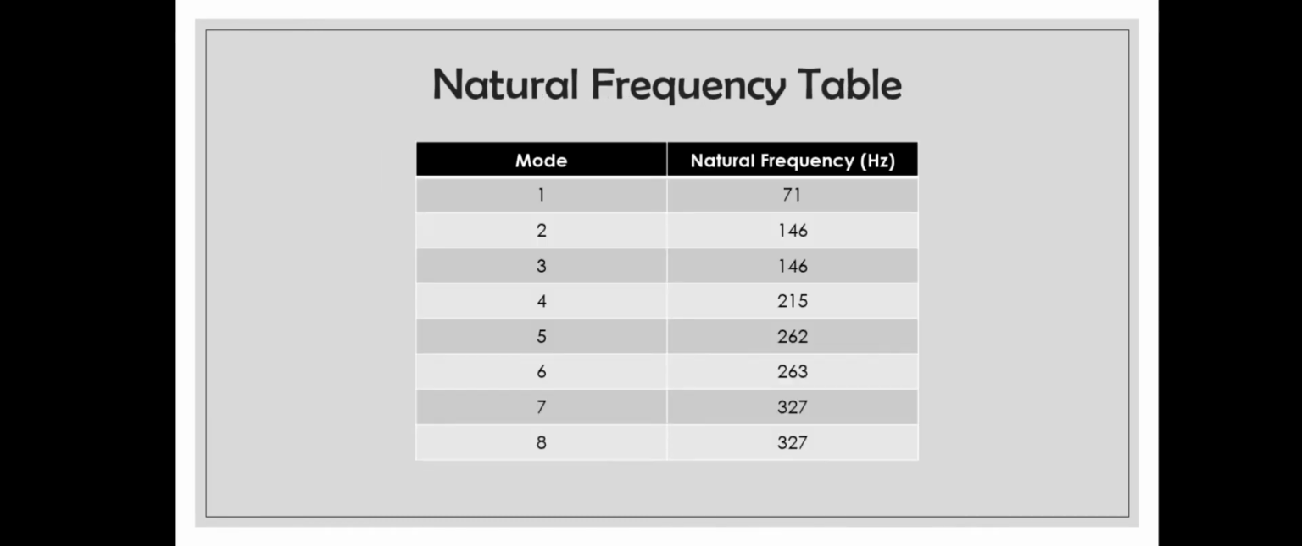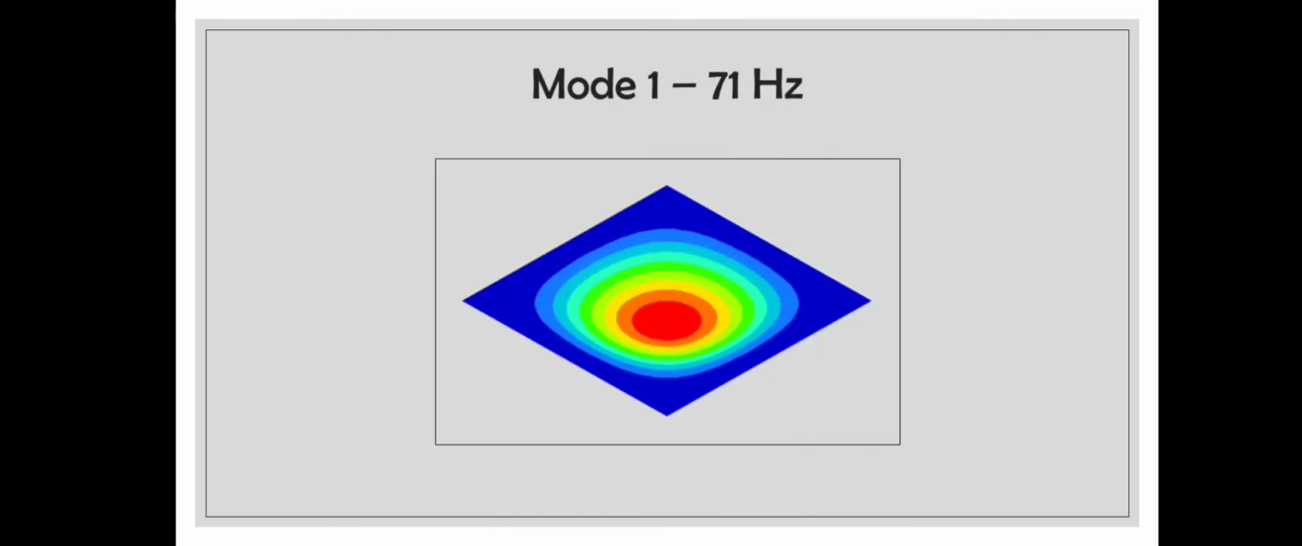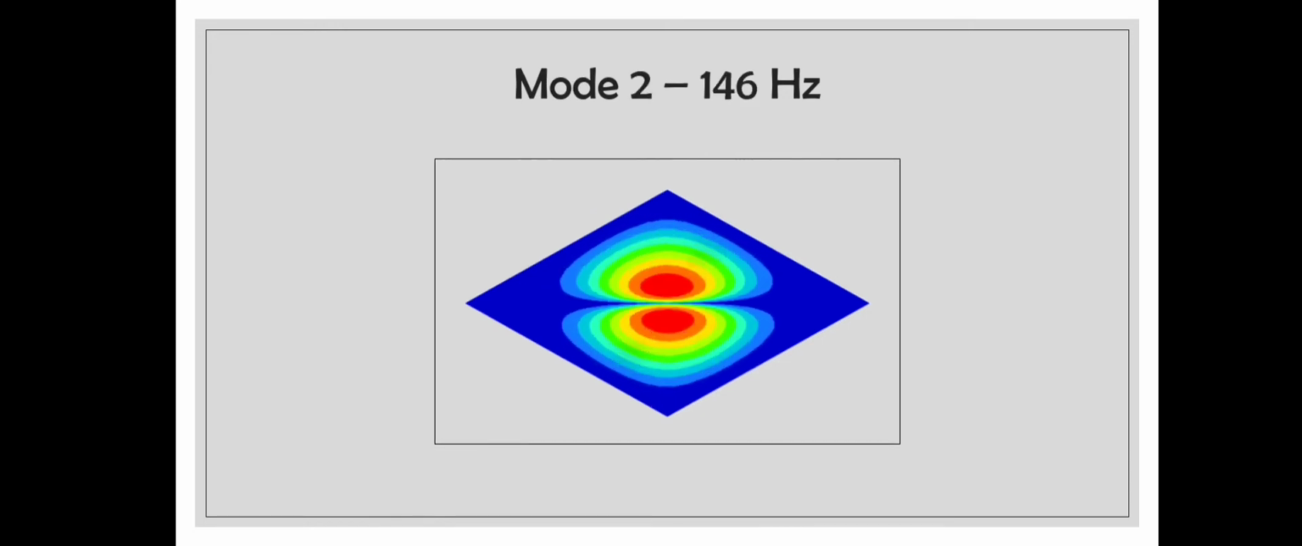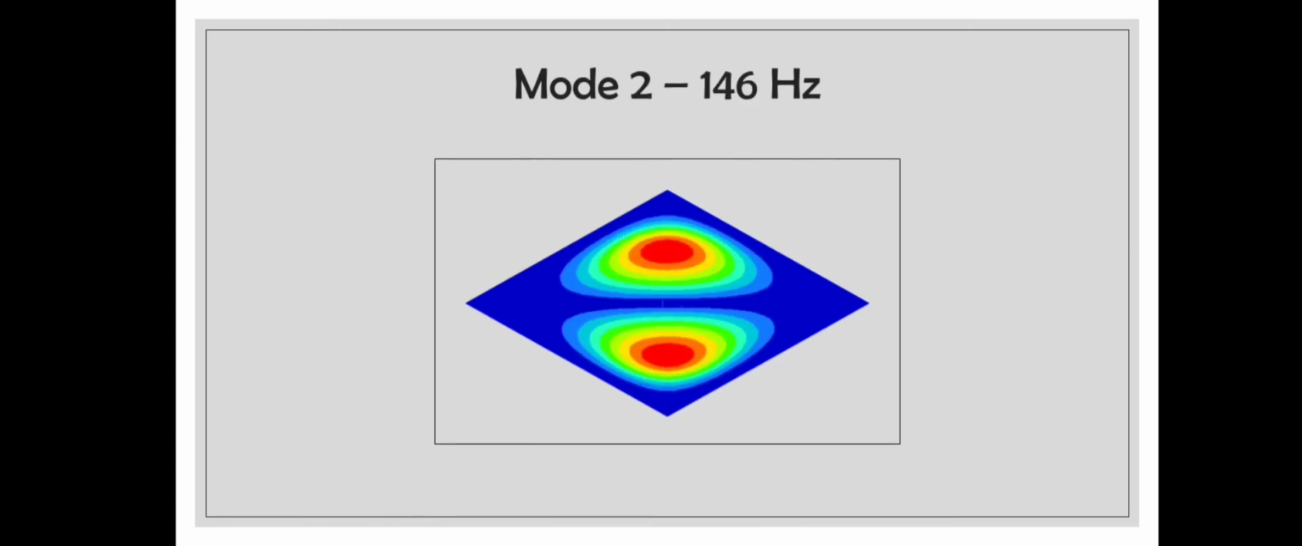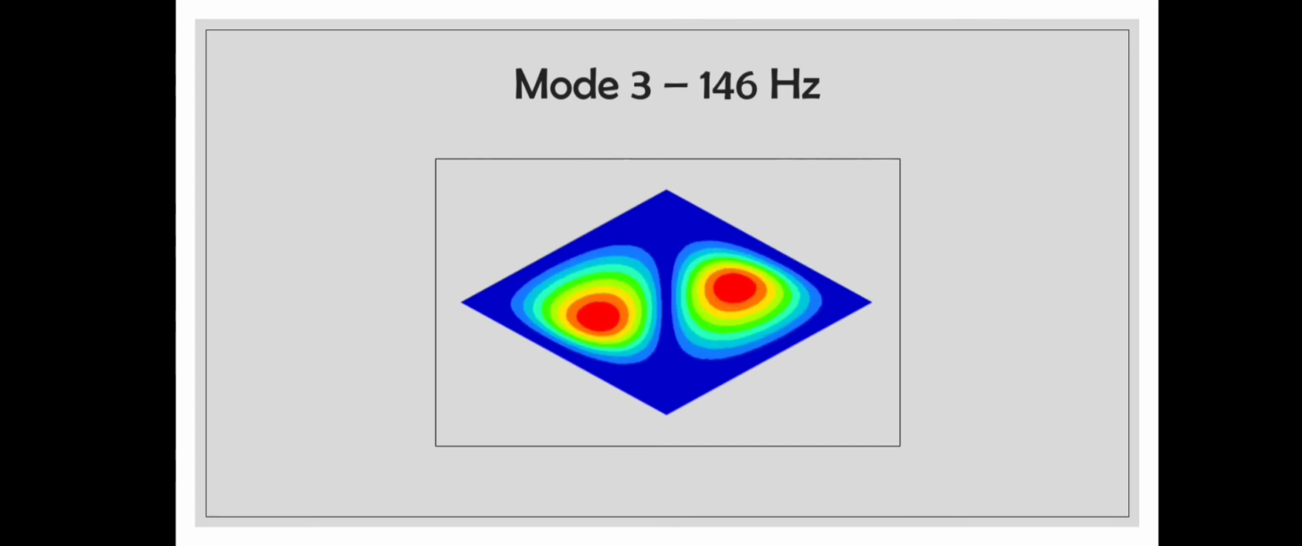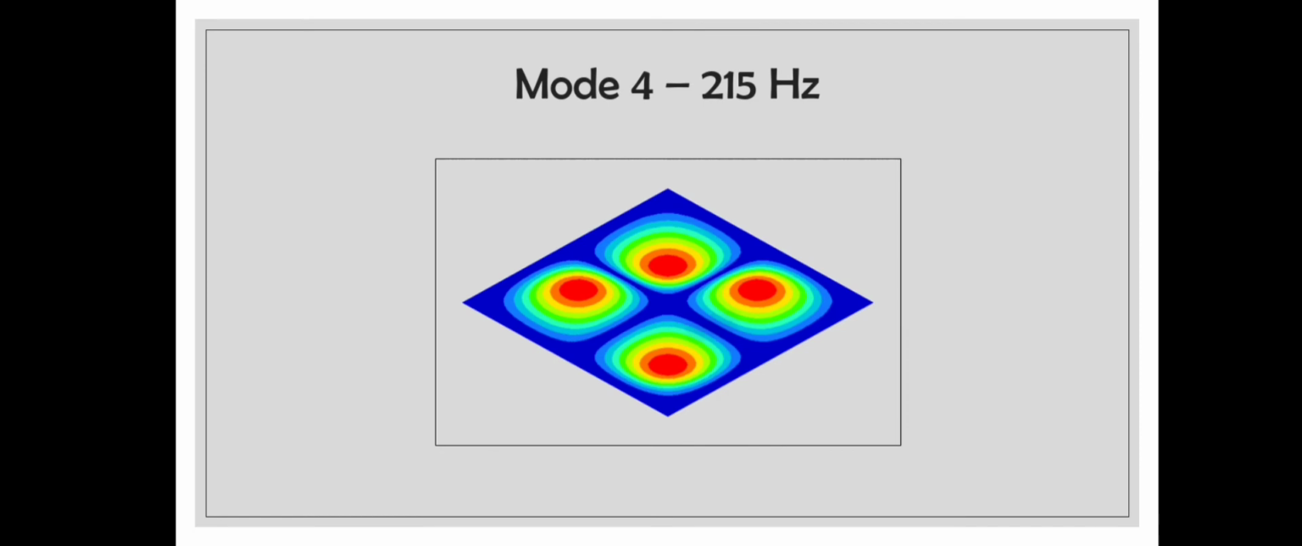So we perform the simulation and we get the results. I have extracted the first 8 modes, and these are the natural frequencies for the first 8 modes. Now we'll go through the mode shapes. So this is the first mode at 71 Hertz. This is the second mode at 146 Hertz. Third mode again at 146, but the mode shape is different. The fourth at 215 Hertz.